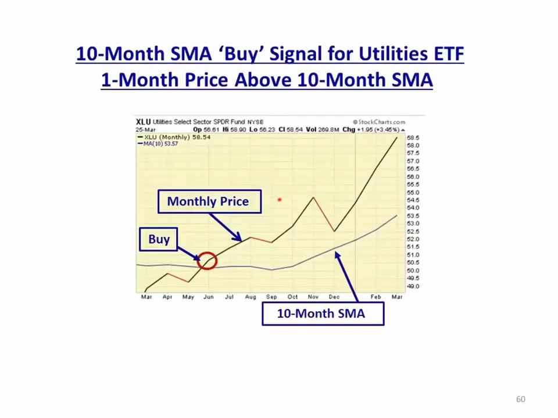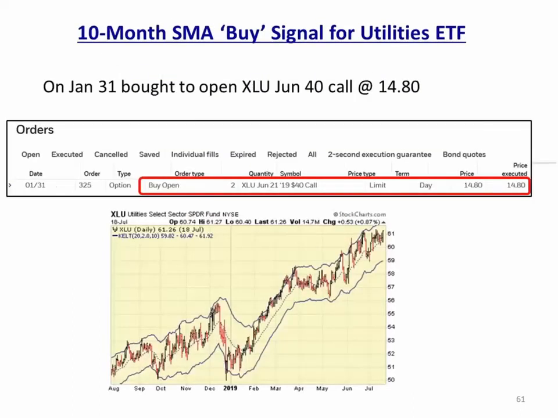Here's a 1 month, 10-month simple moving average chart for the utilities ETF, symbol XLU. We can see in June the 1 month price crossed above the 10-month simple moving average. The XLU was on a buy signal. Our brokerage confirmation shows that on January 31st, we bought to open the XLU June 40 strike call at 1480. So January 31st, bought the 40 strike call at 1480.